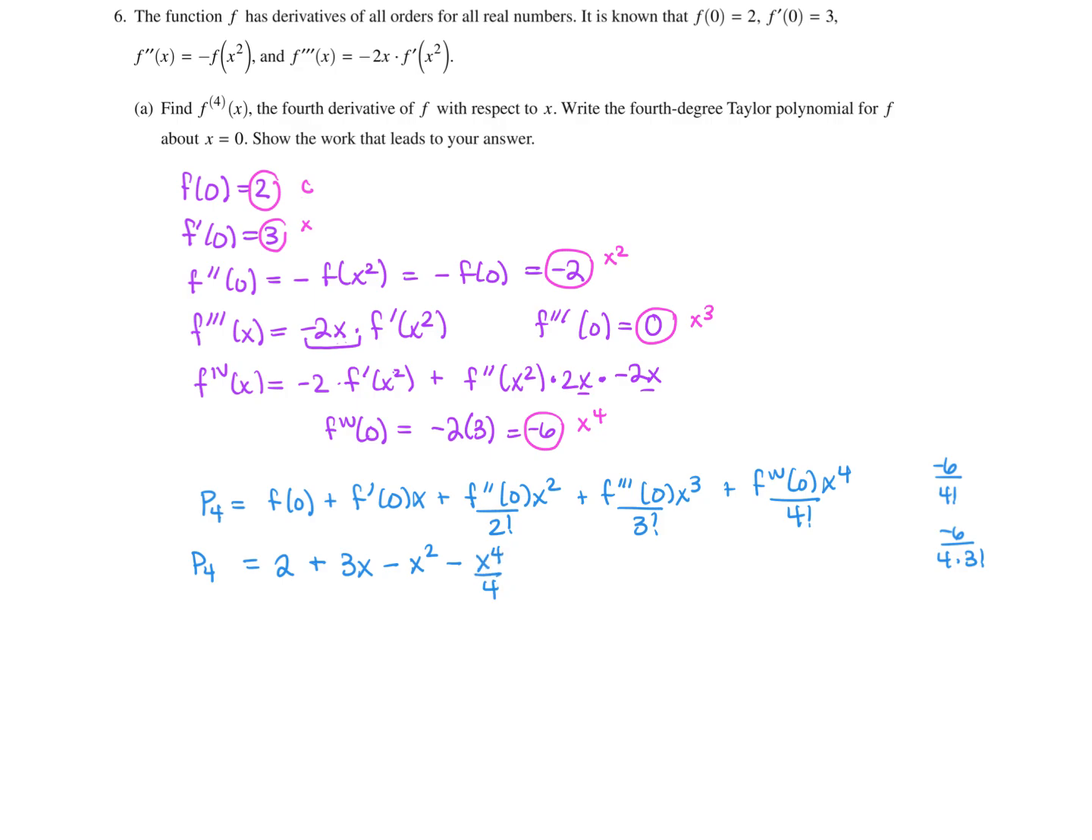So A is worth 4 points. You get 1 for the form of the product rule here. You get 1 point for getting f of 4 correct. You get 1 point for the first 2 terms of the Taylor polynomial. And you get 1 point for the next 2 terms of the polynomial. So it's heavily weighted on taking that product rule correctly. And it was difficult. There's product rule and chain rule in there.